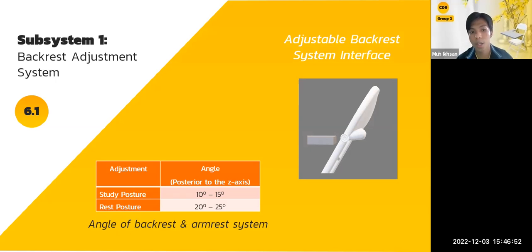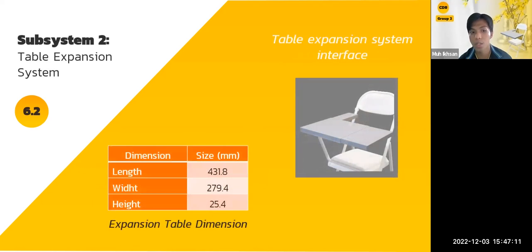This system can help comfort in carrying out activities in the classroom, such as supporting students to maintain good posture while studying or providing an appropriate angle for students either to study or to lean back and take a rest. And this figure shows the interface of the adjustment system, and then the table shows the detail of the adjustment system.